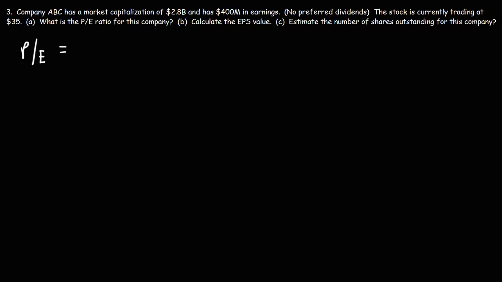Now we have two ways. We can take the stock price, which we know, and divide it by the earnings per share, which we don't know. We need to find that value in part B. So we need to use the other formula. That is, we need to take the market value of the company, the market capitalization, and divide it by the total earnings of the company.